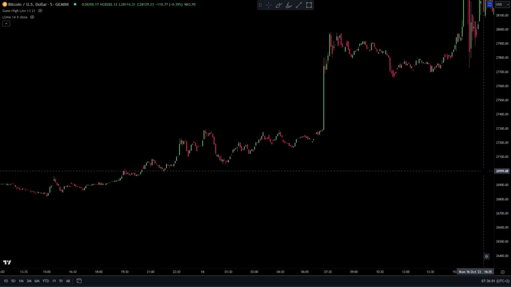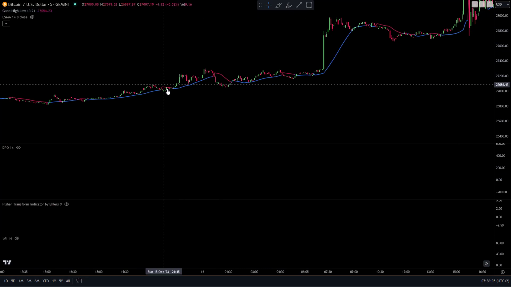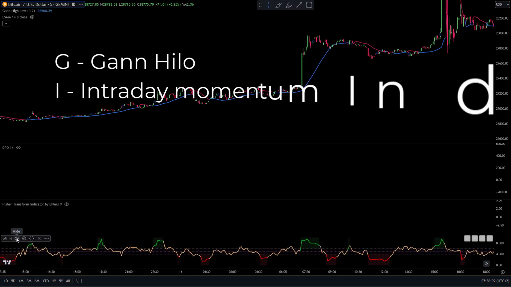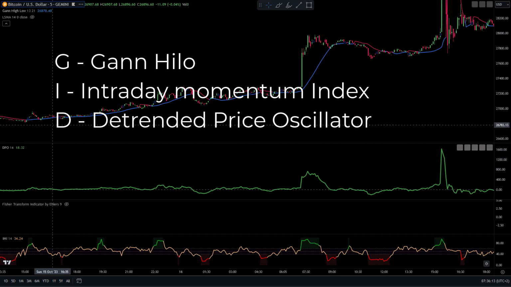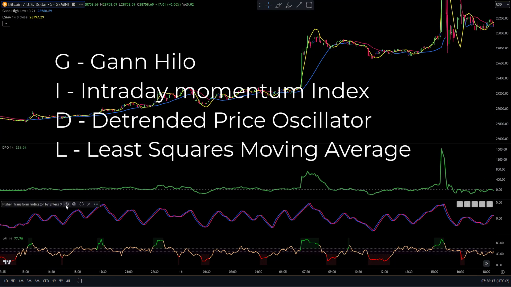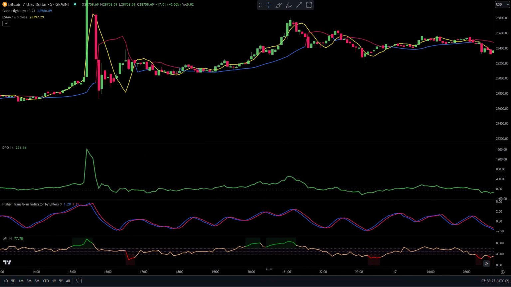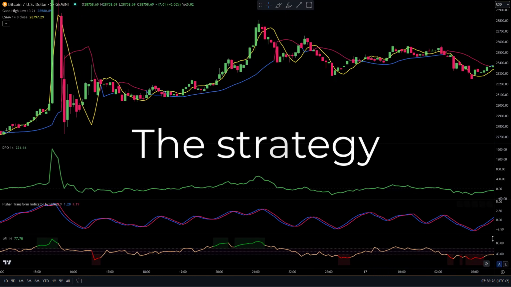For this mechanical trading strategy I have selected the following indicators. The G will be the Gen high-low, the I will be the intraday momentum index, the D will be the detrended price oscillator, the L will be the least squares moving average, and finally the E will be the Euler-Fisher transform. Now, based on the indicators I chose, the trading rules for this strategy are as follows.